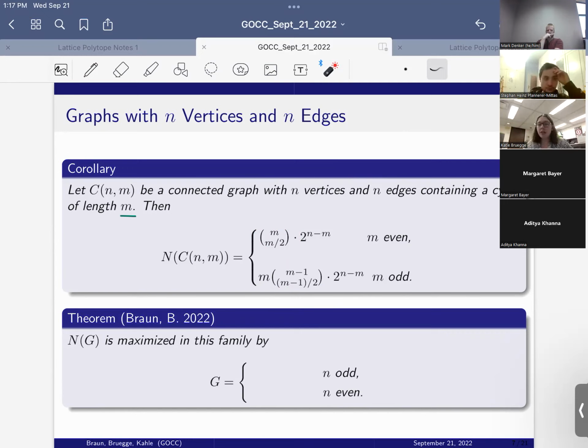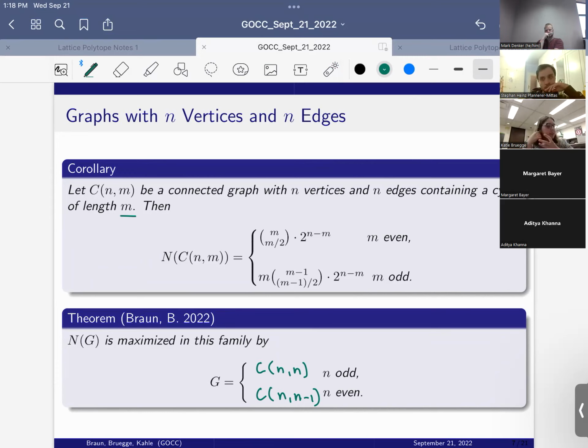So this is not too bad of a facet count. It was fairly easy to come by with the tools we had. And with this, we were able to describe what the facet maximizing graphs are in this family. So among all connected graphs with n vertices and n edges, the number of facets is maximized by C of n, so just the n cycle when n is odd, or C of n, n-1 when n is even. So that would be an n-1 cycle with another edge attached to it.